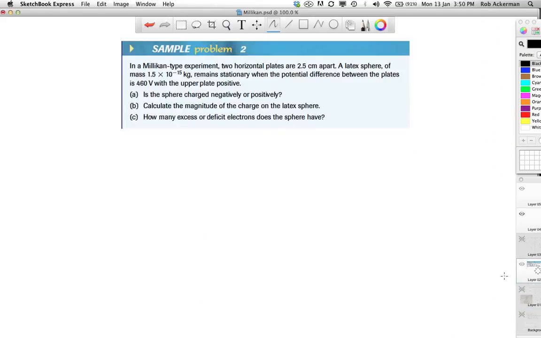Let's do one calculation and then we'll finish up here. This is sample problem 2 from section 7.5 in the Physics 12 book by Nelson. In a Millikan type experiment, two horizontal plates are 2.5 millimeters apart, so I'm going to start off drawing that right away.